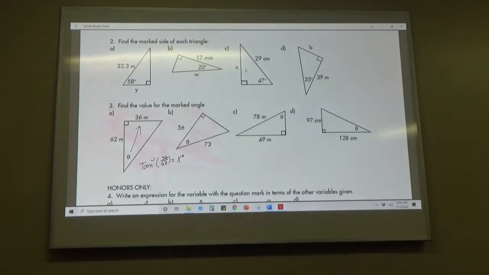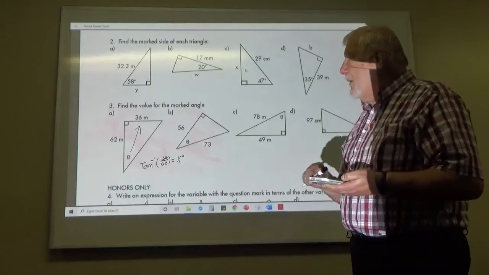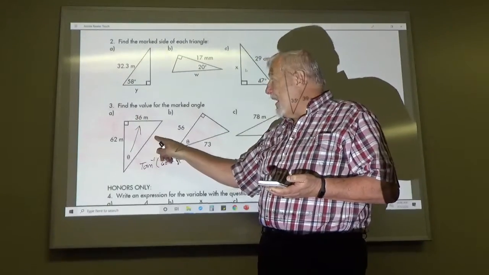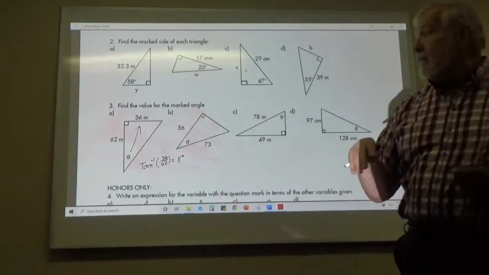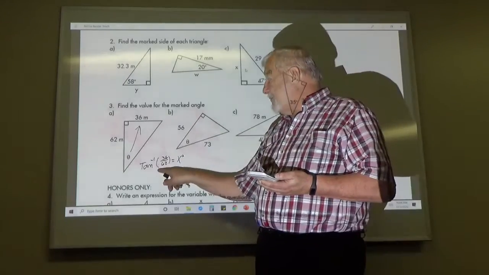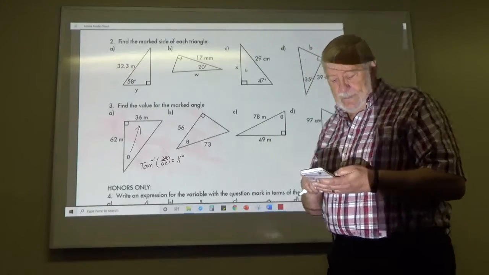All right, that is one of your test problems. So let's try it. Now, why am I using tangent? Because I had both legs. If I had a hypotenuse and one of the legs, I would use either sine or cosine for the numbers that I have, and we'll get to that in a second. So this one has to be inverse tangent of 36 over 62.